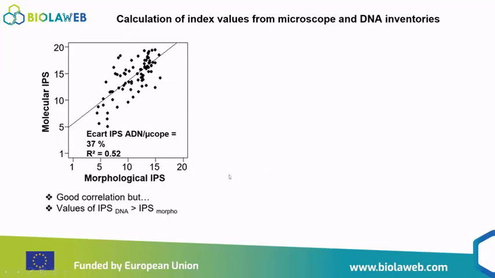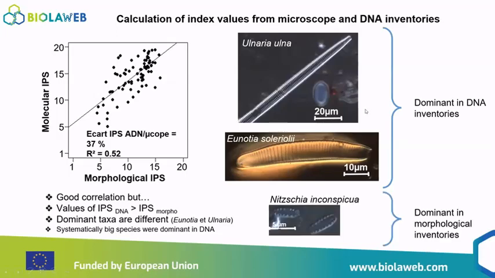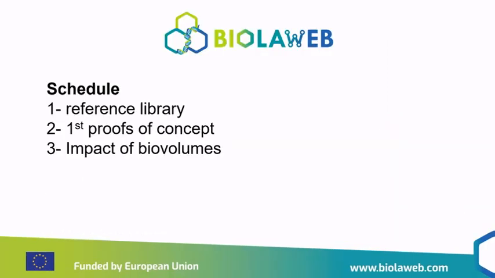Good correlation, but what we could see is that the dominant taxa between both floristic lists were different. Each time when we looked at the molecular floristic list, we often had big species. These were the dominant species with DNA, big species. Whereas it was the contrary with microscopic countings, where we had mostly small species.